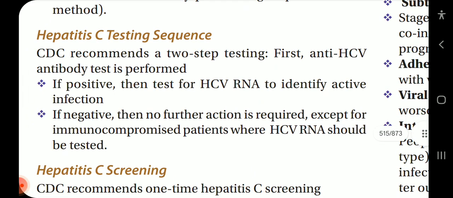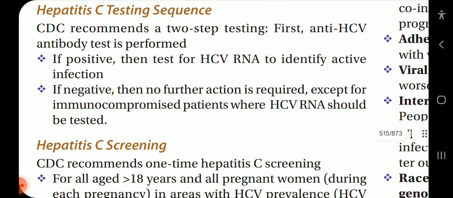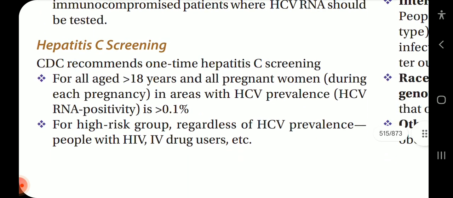Hepatitis C testing sequence. CDC recommends a two-step testing. First, an anti-HCV antibody test is performed. If positive, then test for HCV RNA to identify active infection. If negative, then no further action is required, except for immunocompromised patients, where HCV RNA should be tested.